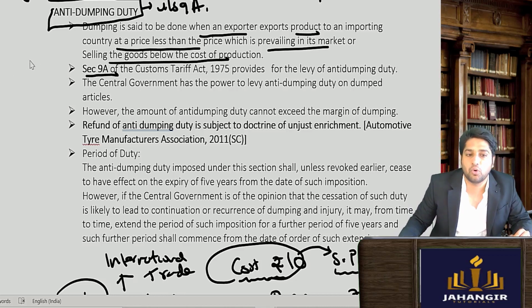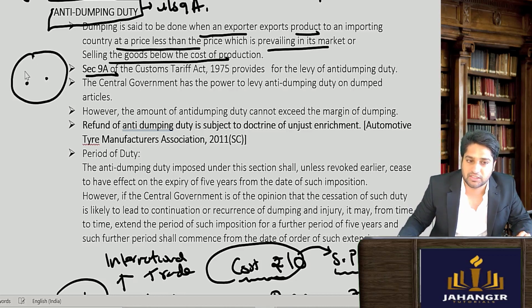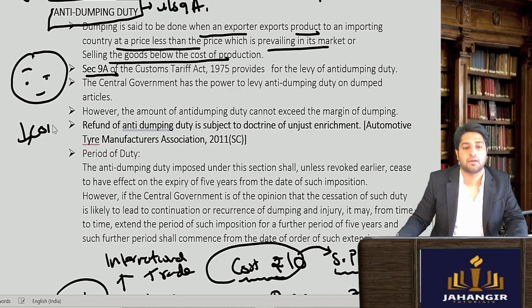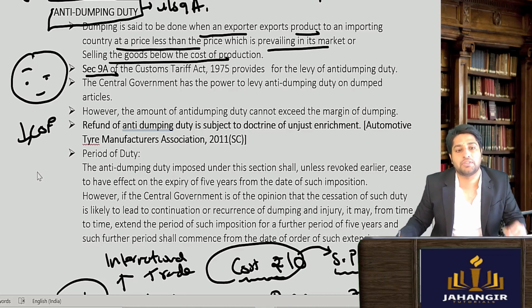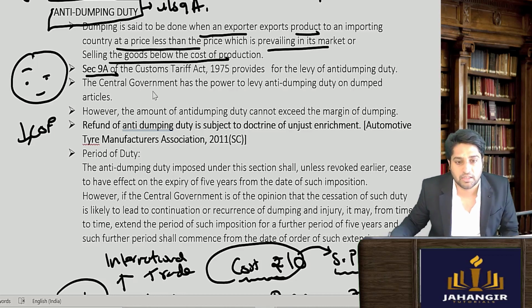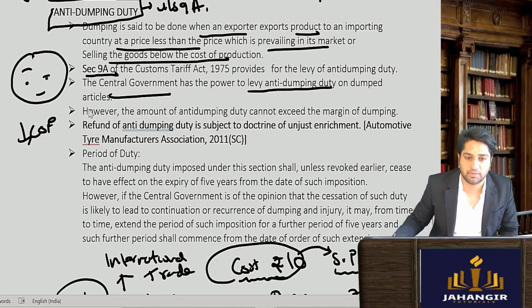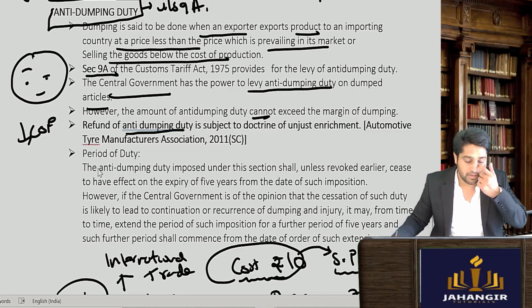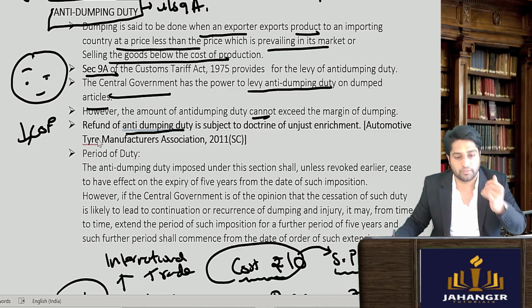So the government looks at this with a suspicious eye and says, ये क्या सीन है, you are selling below cost of production. What is the objective? The objective is nothing but to destroy. Once you're destroyed, they will raise the prices. So the central government has the power to levy anti-dumping duty on the dumped goods. However, the duty cannot exceed the margin of dumping. Refund of anti-dumping duty is given if you have levied more.